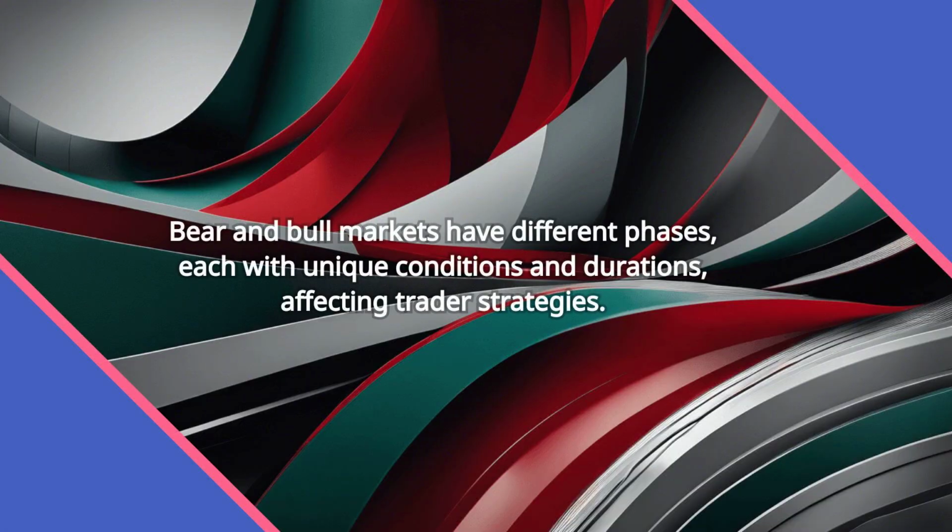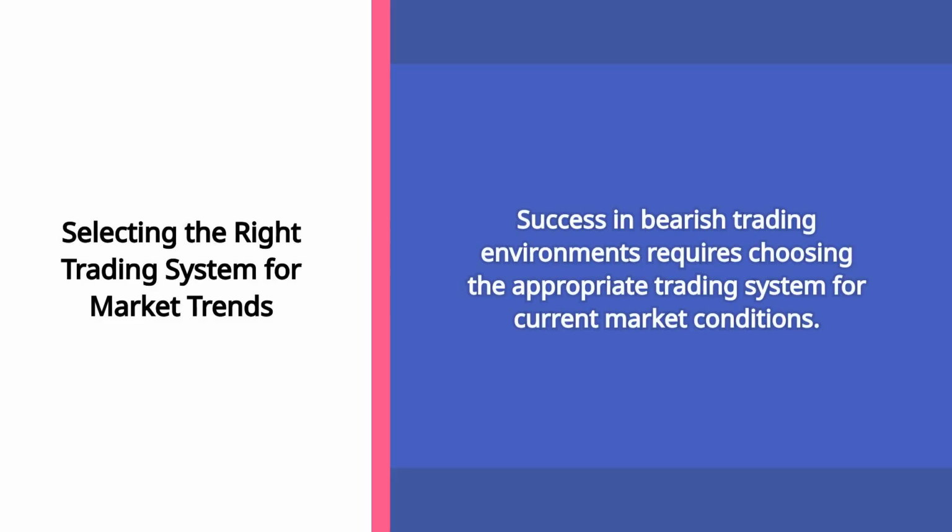Bear markets generally fall into different phases: bear normal, bear volatile, bull normal, bull volatile, sideways quiet, and sideways volatile. Each type has a typical duration and condition, influencing how traders should approach their strategies. Succeeding in bearish trading conditions requires selecting the right trading system for current market trends. Thus, continuous analysis of Forex market cycles is vital for traders.